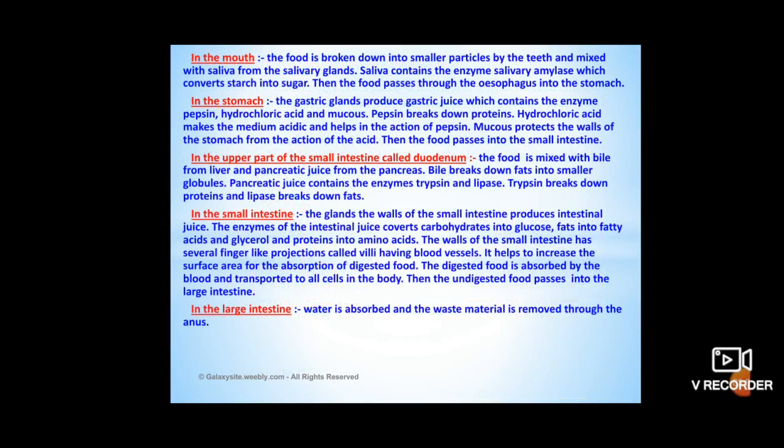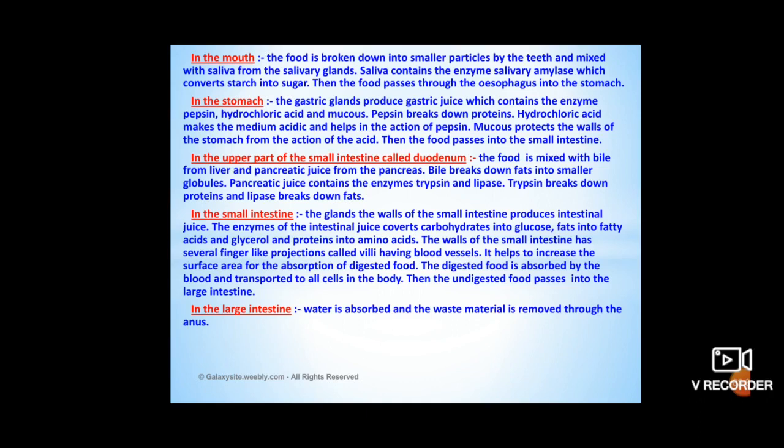See children, first, the mouth. The first part of the digestive system is the mouth. In the mouth, whatever food we consume, when the food enters our mouth, we start chewing. That chewing is very helpful to break down the hard food particles into smaller food particles with the help of teeth.